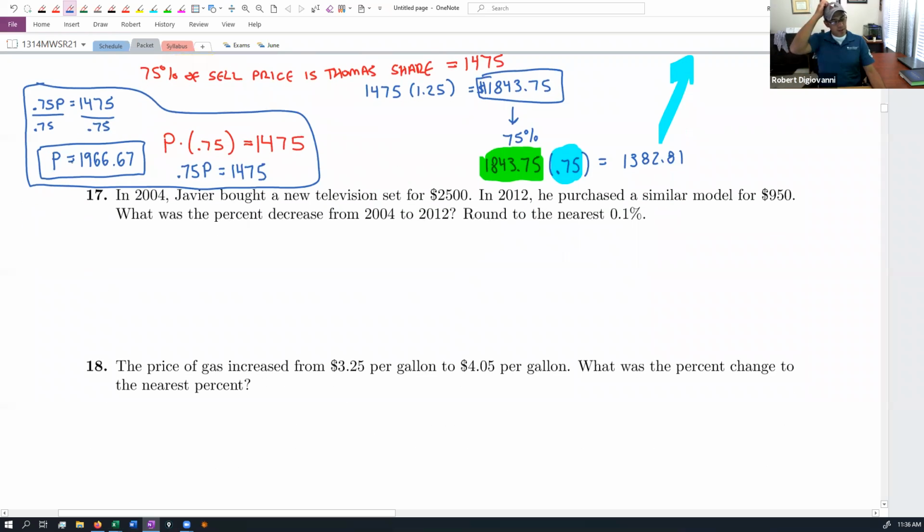Okay, let's look at number 17. In 2004, Javier bought a new television set for $2,500. In 2012, he purchased a similar model for $950. What was the percent decrease from 2004 to 2012? So we're looking for the percent decrease, which is that other formula that I had put up there earlier. It's new minus old over old times 100.